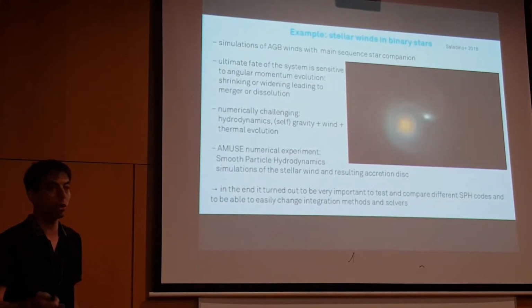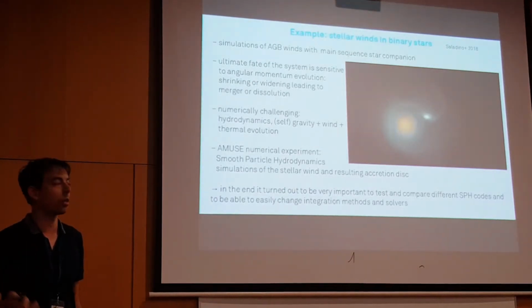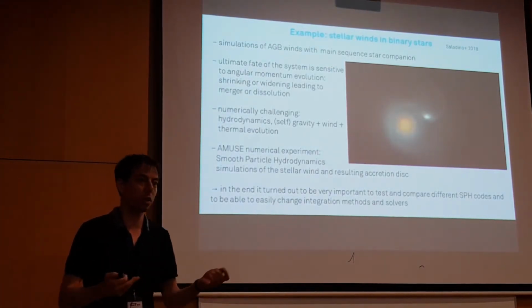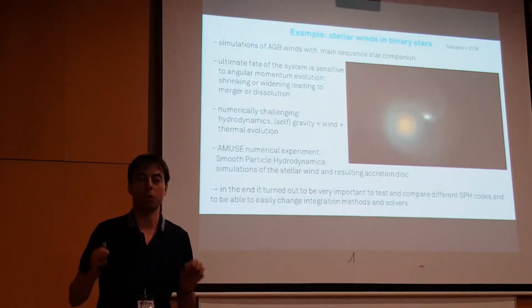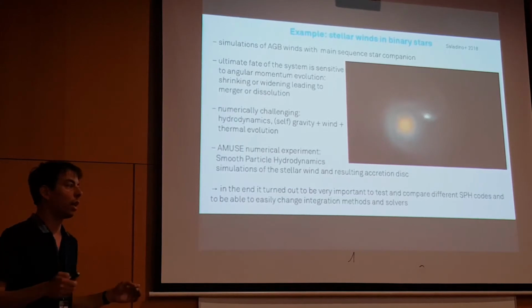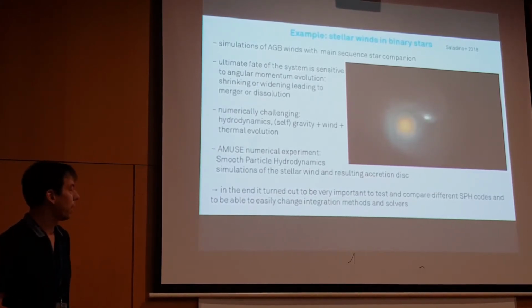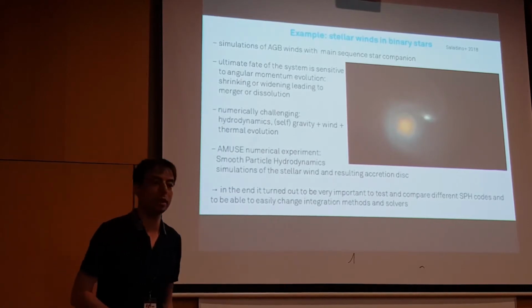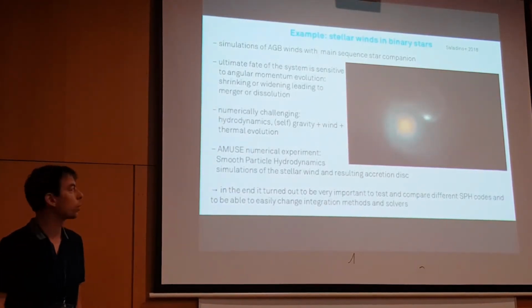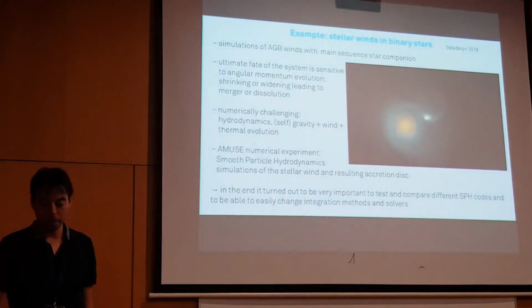So she tracked down all the sinks and sources of angular momentum and swapped out different components to test the best combination, so that we can really have a physical result rather than a numerical artifact. It was very important to be able to easily do that within AMUSE, and I think that's a good example where AMUSE really helped to solve a physics problem.